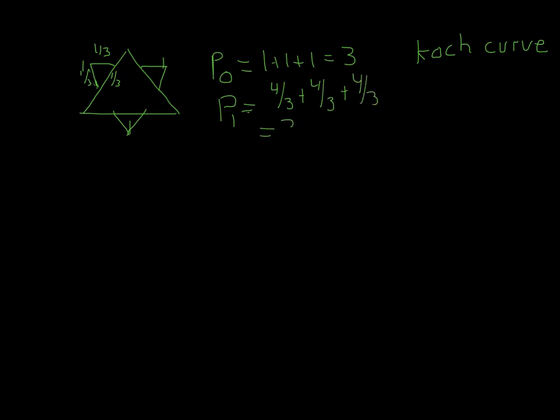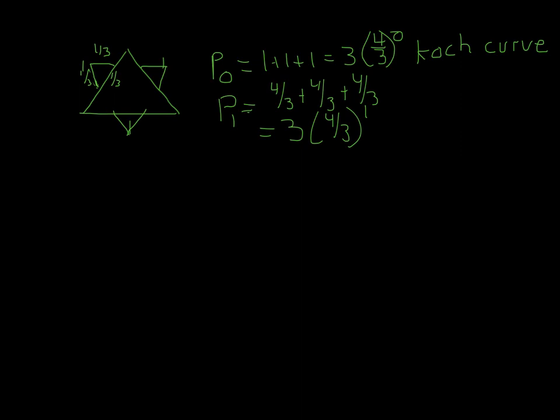And we could write that as 3 times 4/3, couldn't we? Up here, if we wanted to go with the same pattern, we could write this as 3 times 4/3 to the exponent 0. And this would be 4/3 to the exponent 1. And I think you see where we're going with this.